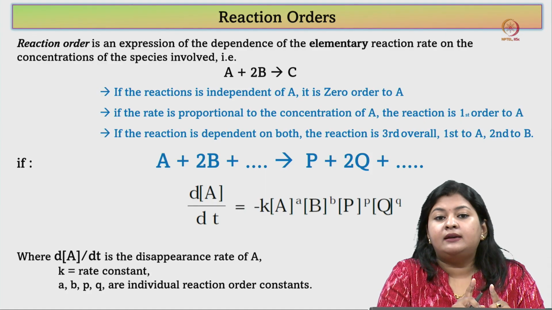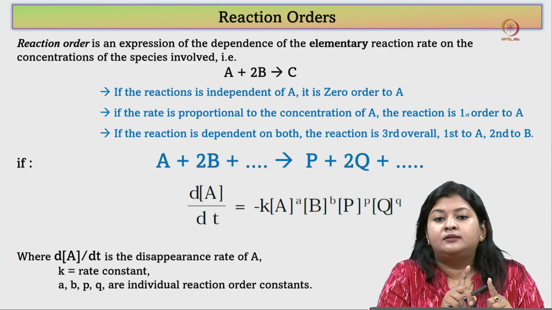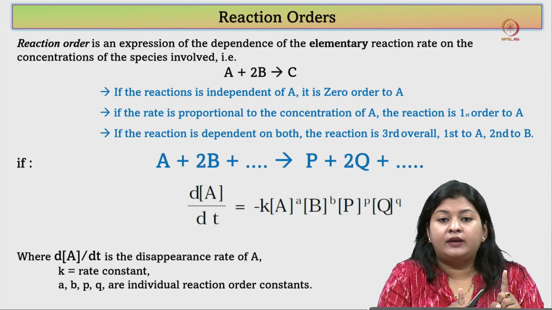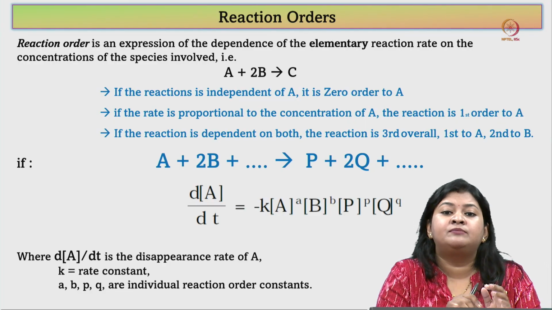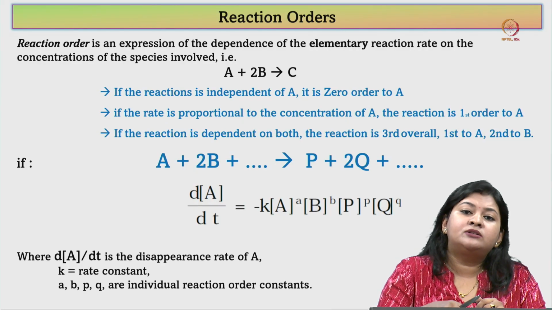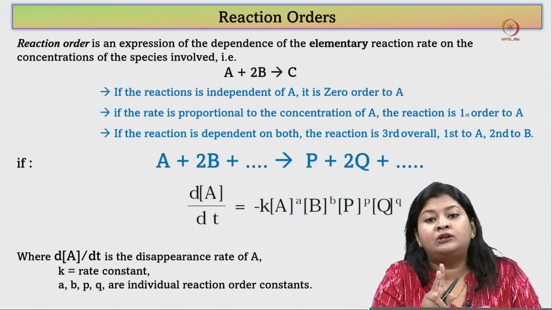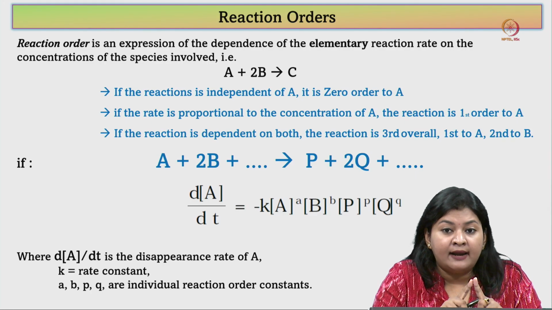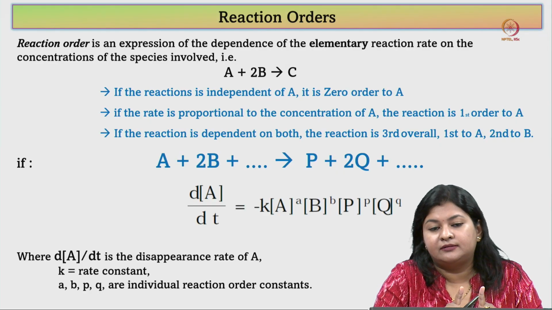If my reaction is dependent on both equally, both A and B, that means if I increase A, it is increasing proportionally the reaction rate, and if I increase B, that also is increasing the reaction rate proportionally. Then it will be a second order reaction. We are just going to add the reaction orders of individual reactants.